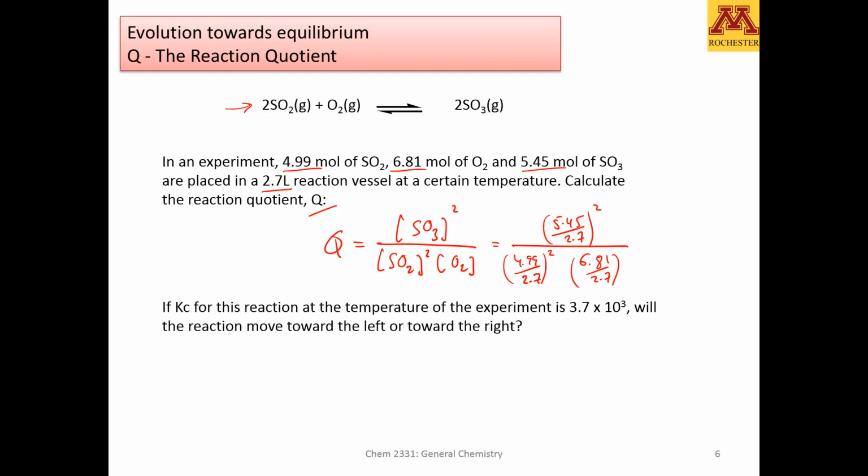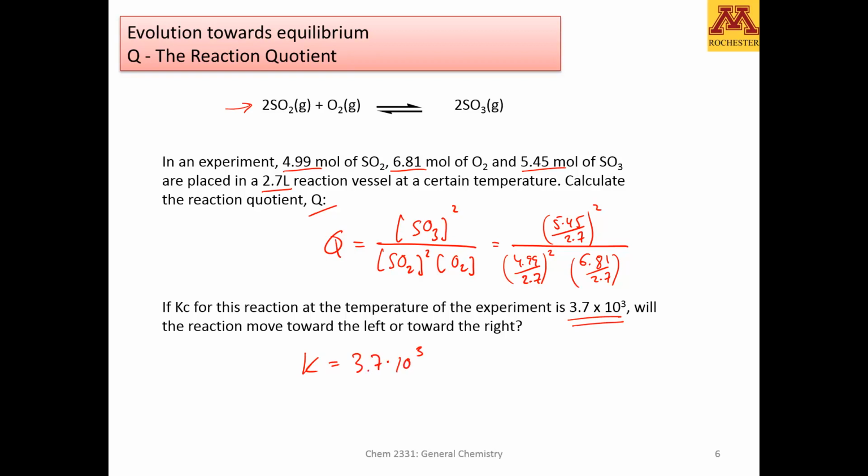Notice that 2.7 doesn't cancel out. Typically you can directly work with moles if you have the same number of molecules in the numerator and denominator. In this case, you have 3 times 2.7 in the reactants and 2 times 2.7 in the products. So you will need to plug this into a calculator, and this gives a number. And the equilibrium constant is this value, 3.7 times 10 to the 3.